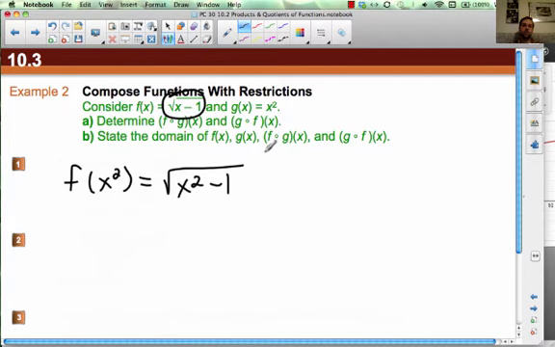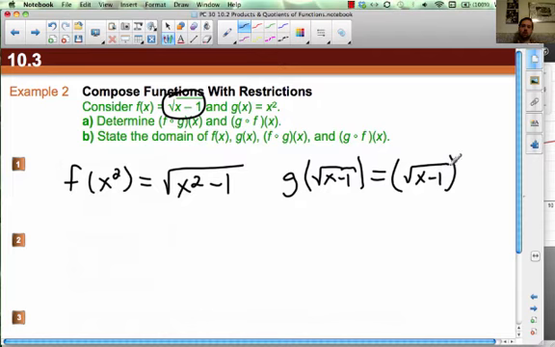Now, g of f of x works the other way. We take whatever f is, and we replace every x in g with it. So g becomes g of root x minus 1. So wherever we had an x here, we replace it with a root x minus 1. And then that was x squared. So that becomes that squared, which of course just becomes x minus 1.